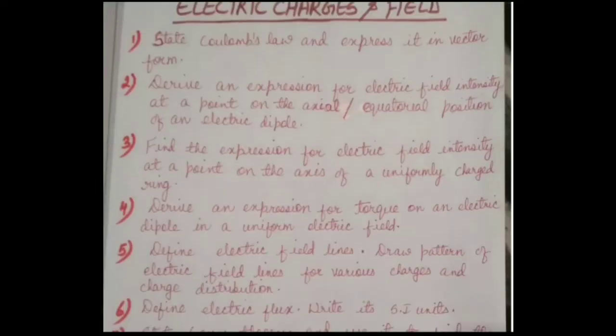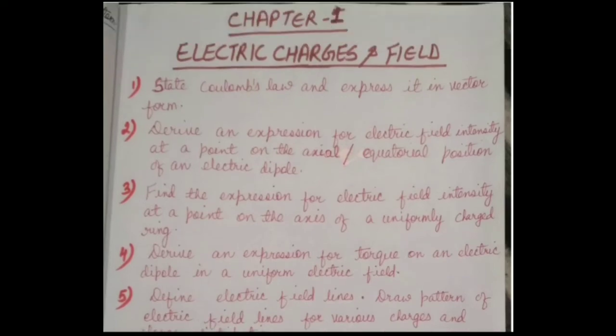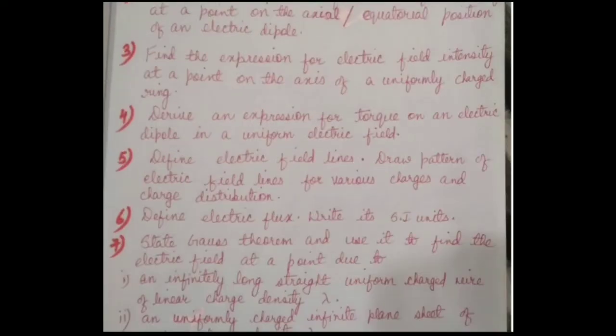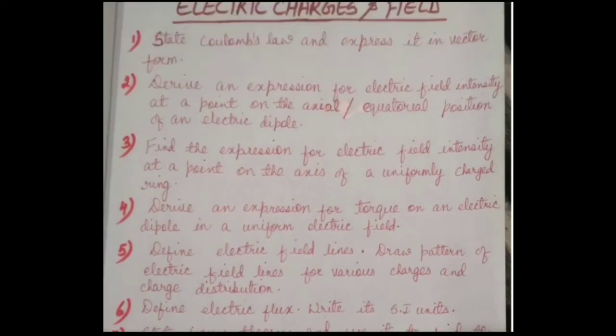In this chapter, on the basis of the last 10 years, I have selected 7 questions, right? ये last 10 years में सारी questions repeated हैं, पूछे गए हैं. So all these 7 questions are very very important for the board exams, right? So starting from question number 1, that is state Coulomb's law and express it in vector form. Generally these questions are asked in 1 mark, 2 marks and 3 marks also, right? So this question is important for 1, 2 and 3 marks.